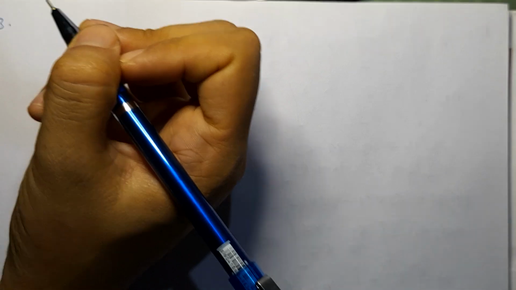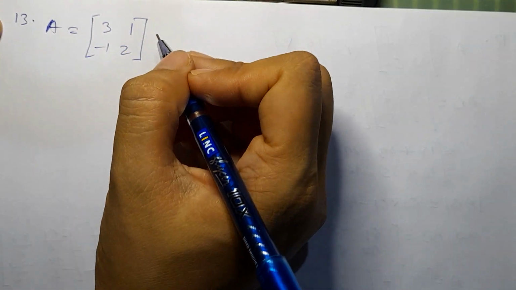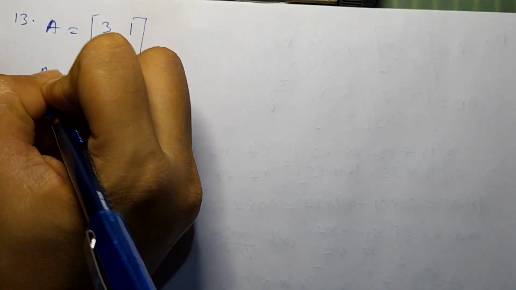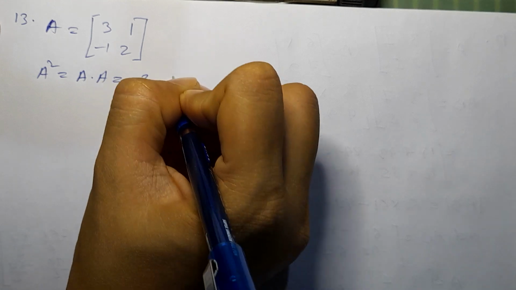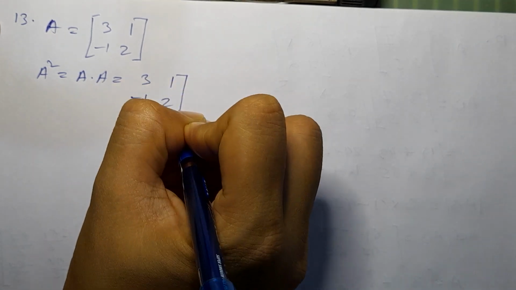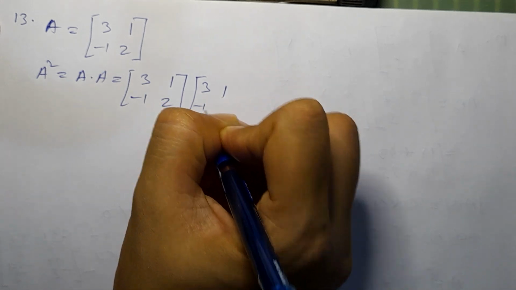So this is the given matrix. This is question number 13. The given matrix is A is equal to [[3, 1], [-1, 2]]. We need the A square. So that is A square is equal to A into A. So it will be [[3, 1], [-1, 2]] into [[3, 1], [-1, 2]].